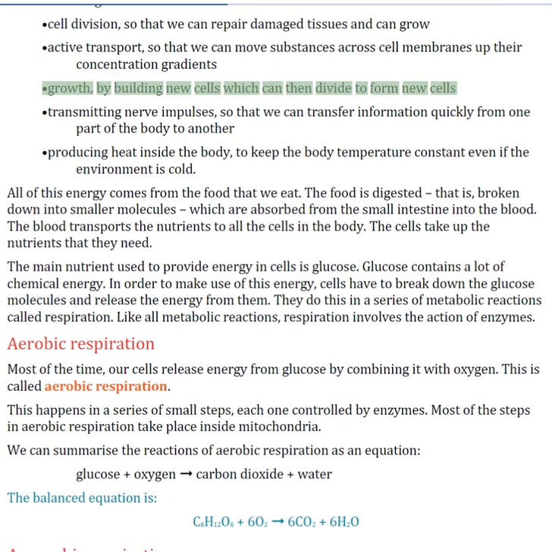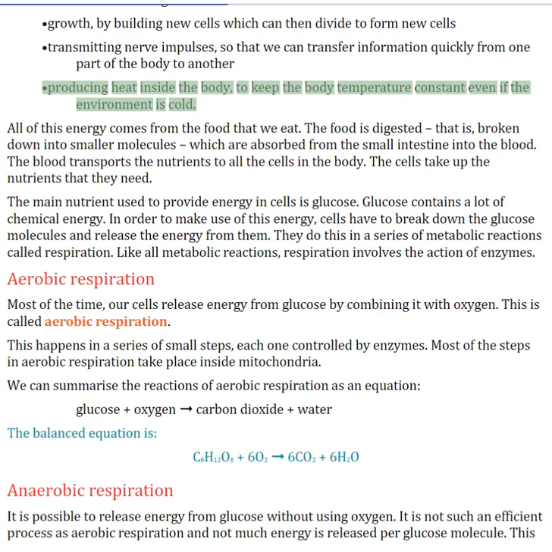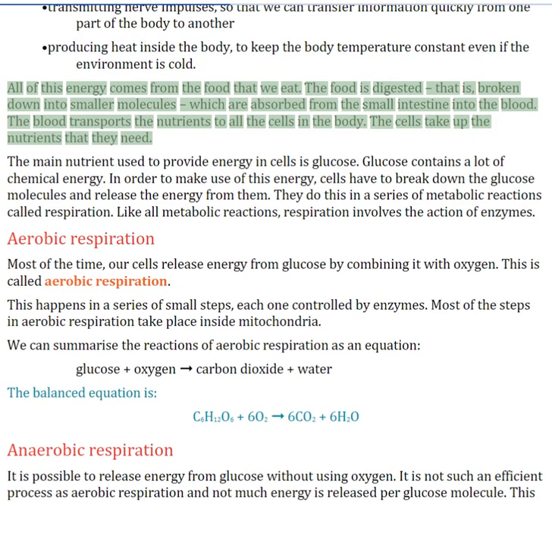Growth, by building new cells which can then divide to form new cells. Transmitting nerve impulses, so that we can transfer information quickly from one part of the body to another. Producing heat inside the body, to keep the body temperature constant even if the environment is cold. All of this energy comes from the food that we eat.